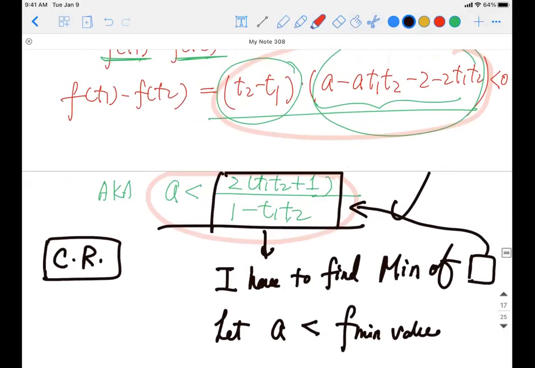Because you are trying to find a value for A such that this expression is always valid. So what can I do? If I can find the minimum value of this expression, because it is a function, and the function might have a range, and I always let my A be less than this minimum, then my A is always less than your expression.